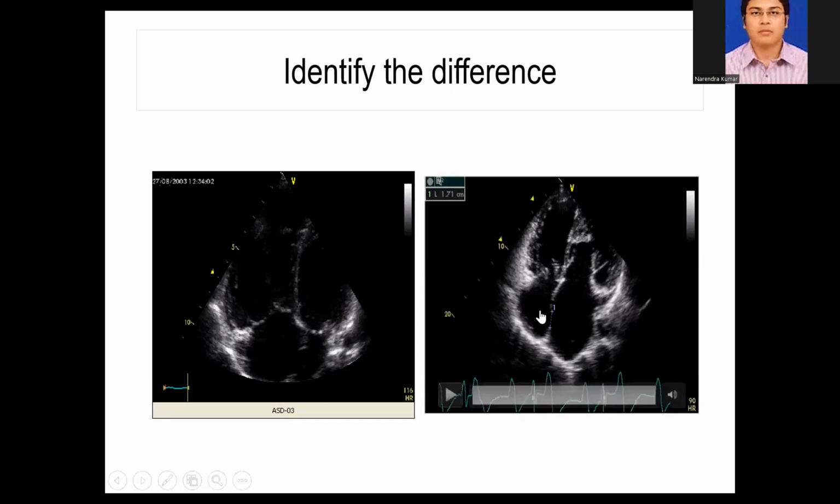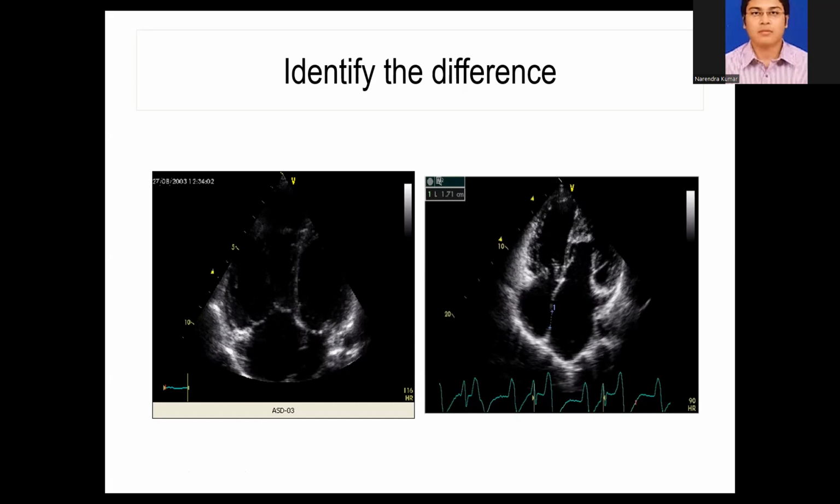On the other hand, RA is communicating with LV through the mitral valve. This is the hinge point of the tricuspid valve, and this is the hinge point of the mitral valve. The one which is apically placed, towards the apex, is the tricuspid; the one which is basally placed is the mitral valve. So this is right atrium to left ventricle through the mitral valve. This is atrioventricular discordance. Correct. Clear? Yes, sir. Perfect.